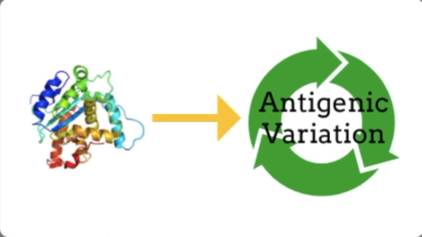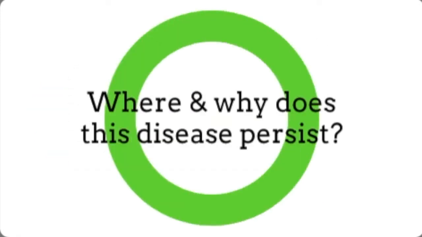Borrelia bacteria can go through the process of antigenic variation, which gives the bacteria the ability to create repetitive cycles of the disease. This occurs when there is a continuous presence of new outer surface proteins. So where and why does this disease persist?